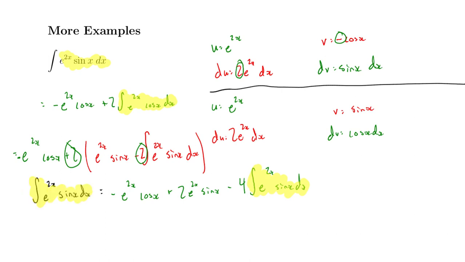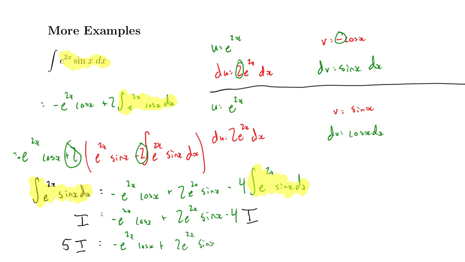So what some people will do is they'll just call it I. They'll say this integral I is equal to negative e to the 2x cosine x plus 2e to the 2x sine x minus 4I. And now this is just a little equation that we want to solve for I. We can see pretty clearly that you can add 4I to both sides, and you're left with 5I equals negative e to the 2x cosine x plus 2e to the 2x sine x. There's a constant of integration on here. I'll tack that on in a second.